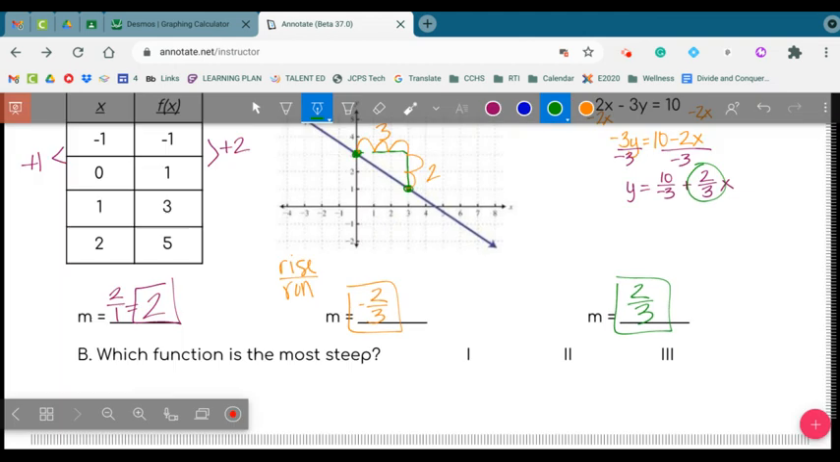Okay, which one is the biggest? It's the biggest number. Our biggest number is this first one. 2 is the biggest number, so that one is our steepest slope.